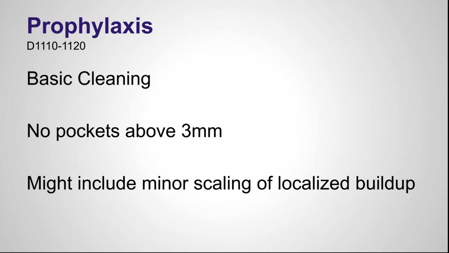A healthy patient, meaning someone who has no pockets or gum bleeding, gets a prophylaxis or prophy, which is a basic cleaning. A basic cleaning usually involves the removal of stains and buildup above the gum line. We do light scaling with hand and sonic instruments, and their teeth will get polished and flossed.